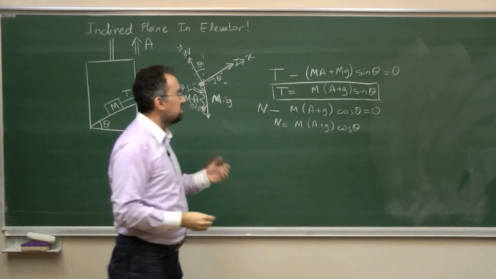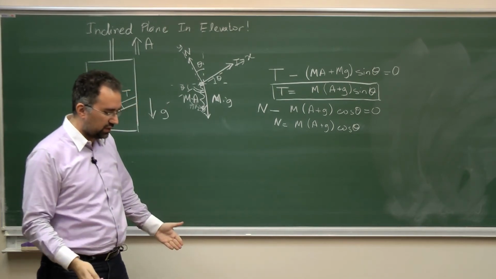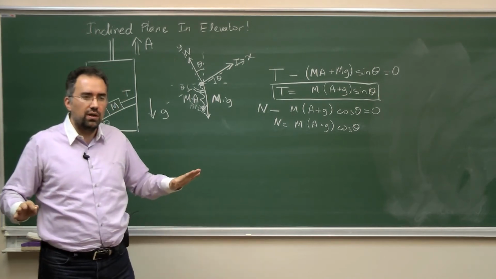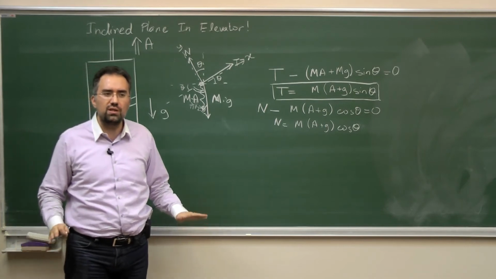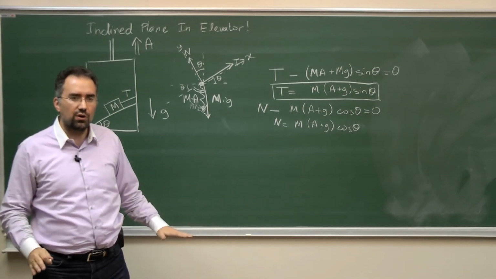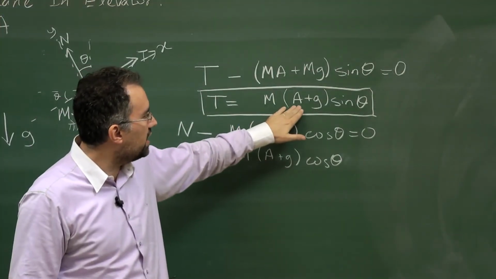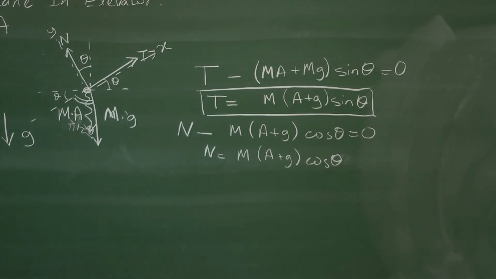Does it make sense? Well, it does make sense because if the elevator is accelerating upwards, it's going to be pressing me down on the floor. So it's going to be increasing the effect of gravity. So it makes sense that A itself will be added on top of G in this case.